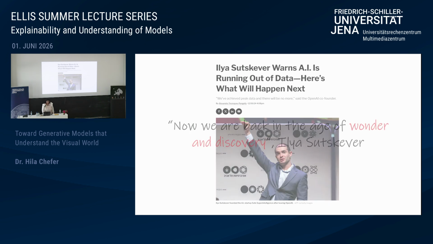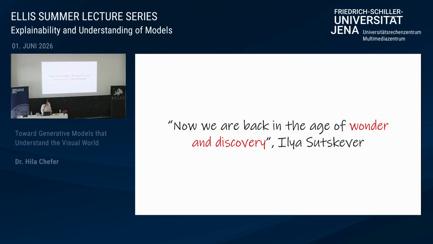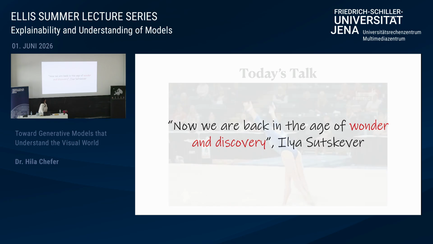So thankfully for us in academia, we're back to the age of wonder and discovery again. So we're taking a step back from scaling and thinking also algorithmically. How can we improve the models themselves, the architectures themselves, the training mechanisms themselves, to not just rely on scaling?